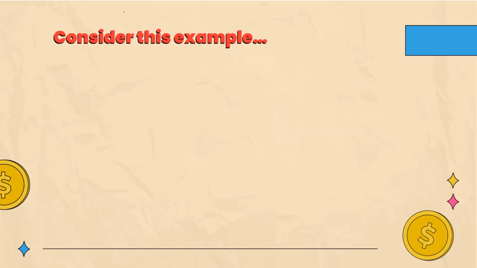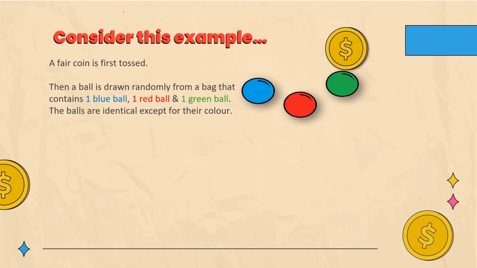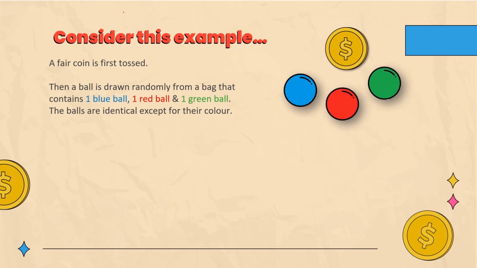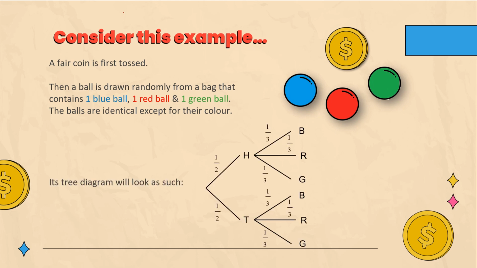Let us consider this simple example. A fair coin is first tossed. Then a ball is drawn randomly from a bag that contains one blue ball, one red ball, and one green ball. The balls are identical except for their color. If you were to draw a tree diagram, it will look something like this, whereby in the first column we have the heads and tails when the fair coin is tossed. And then in the second column, we look at the event whereby the balls are drawn, whereby B represents blue, R represents red, and G represents green.